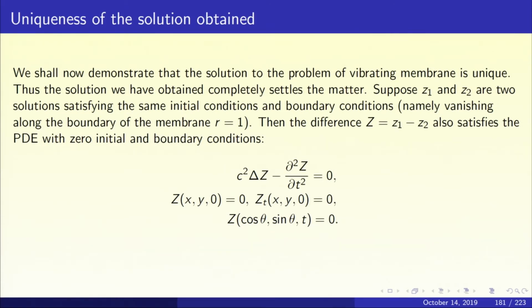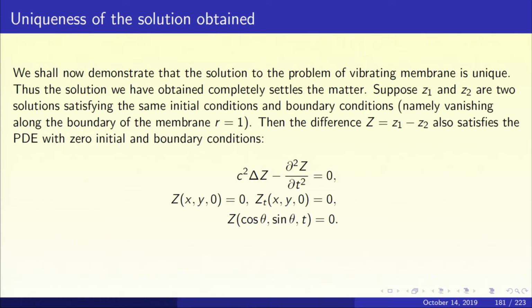Suppose we have got two solutions of the wave equation with the same Cauchy data, same initial velocity and same initial displacement, and let these solutions be z1 and z2. Then, since the wave equation is a linear differential equation, z1 minus z2 is also a solution of the wave equation. Call z1 minus z2 as capital Z.